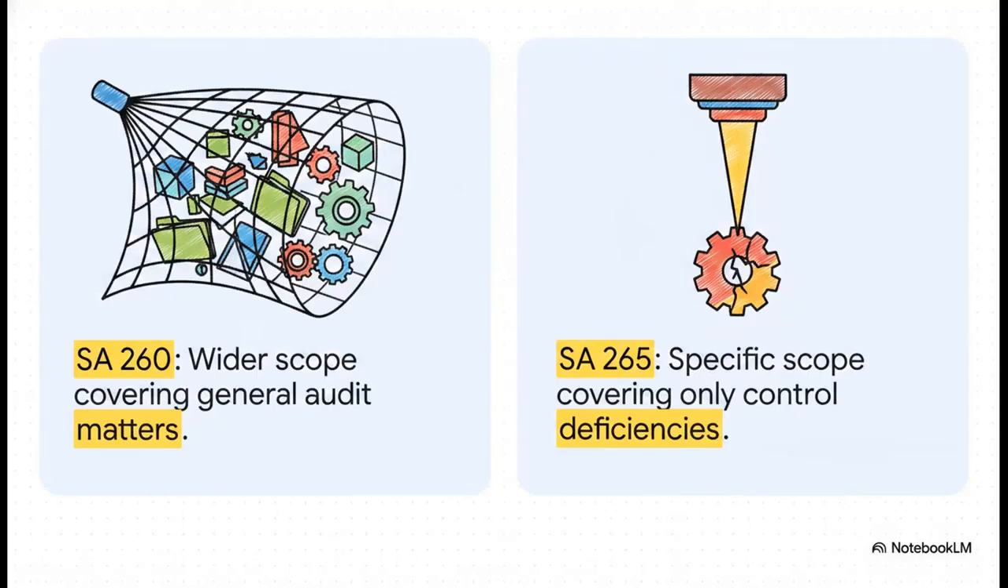Here is a quick warning for all you students out there. Make sure you don't confuse your standards on exam day. SA 260 and SA 265 both deal with communication, but they are incredibly different. SA 260 has a much wider scope. It covers general audit matters, overall findings, and auditor independence. SA 265, which we are laser-focused on today, is highly specific. It covers only and solely weaknesses in internal controls. Make sure you keep those distinct in your mind.